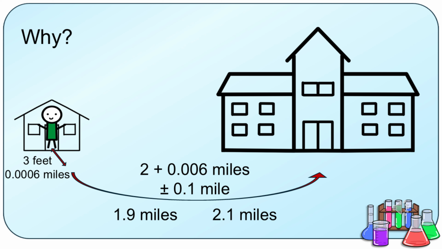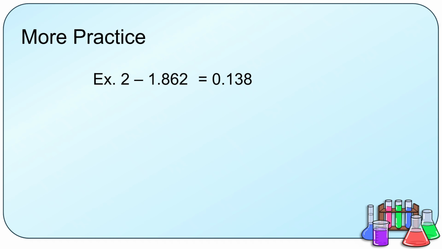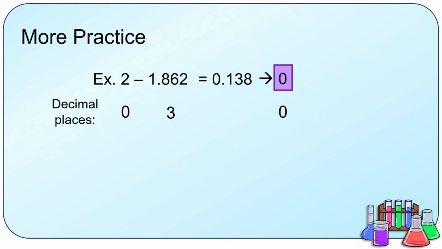This is why when we add or subtract, we round our answer to fewer decimal places. Whether we start outside the door or inside the door, we would still say that the distance to school is 2 miles. Let's do some more practice. In this first example, what do we round our answer to? Well, 2 has 0 decimal places and 1.862 has 3. We go with the least decimal places, so we round our answer to the ones place. The answer rounds to 0. It does look weird, but again, we're rounding.